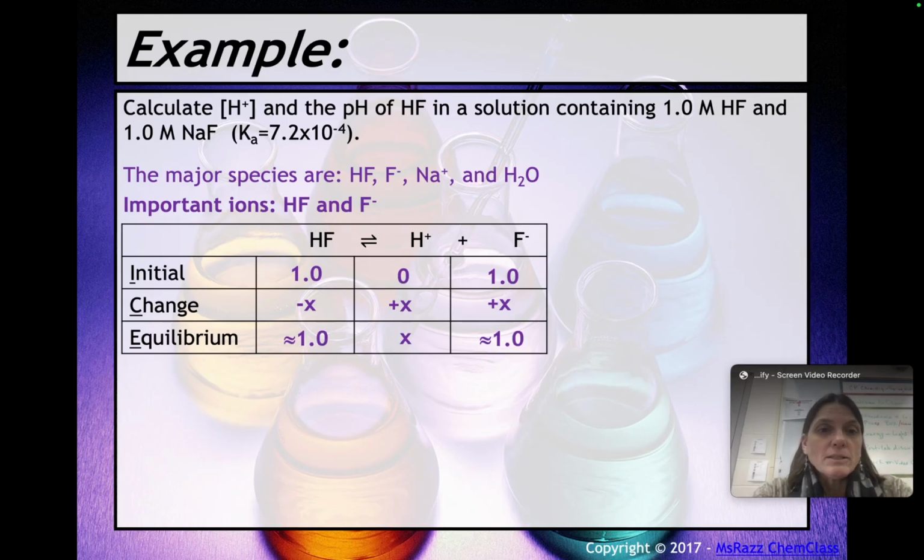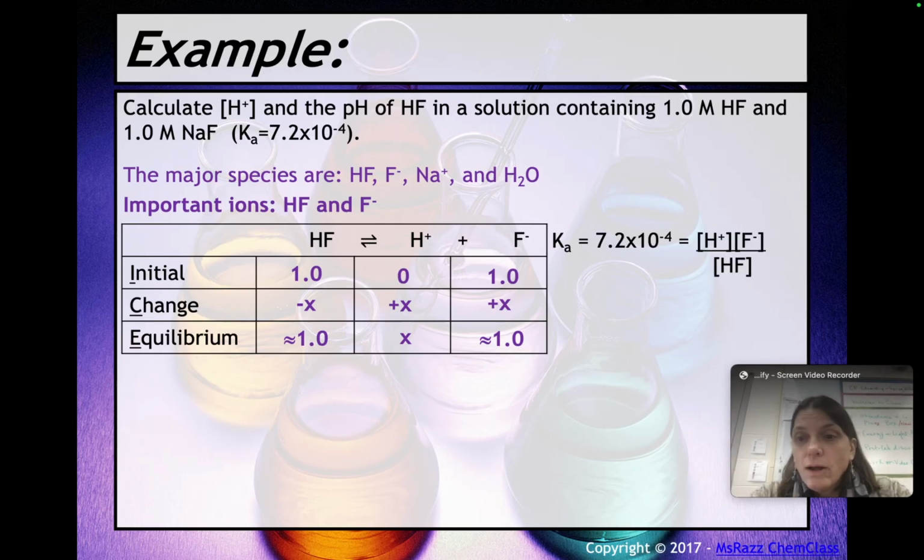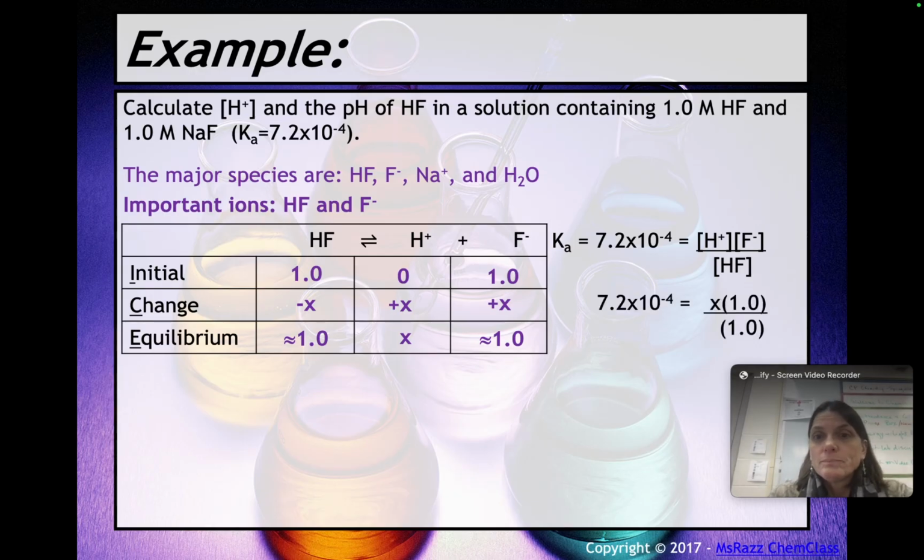Now we can use our approximation again because the size of X, the dissociation, is going to be so small because it's a weak acid system, that we can ignore the X on both the HF and the F minus. Every equilibrium problem starts with an equilibrium expression. So write that first, and then we plug in what we know and solve for X. In this case, it's really easy because we have the same concentration of HF and F minus. Remember, HF is our acid, F minus is the conjugate base. Okay, so there we go.